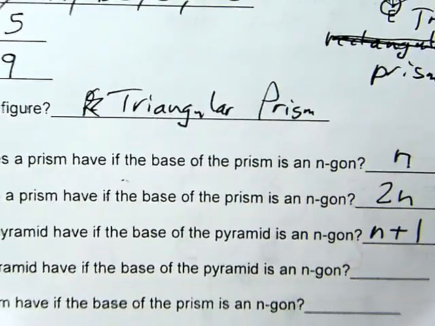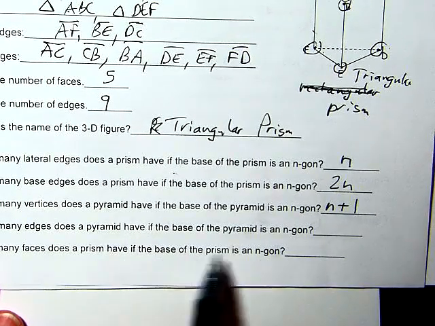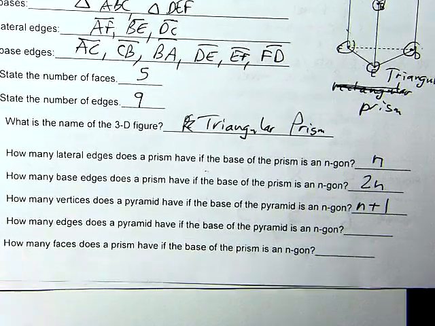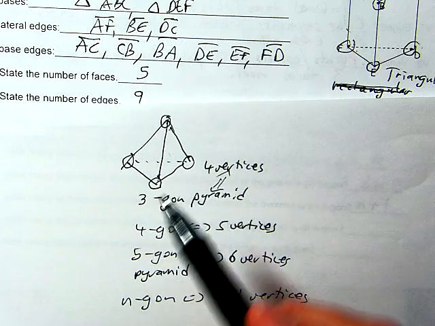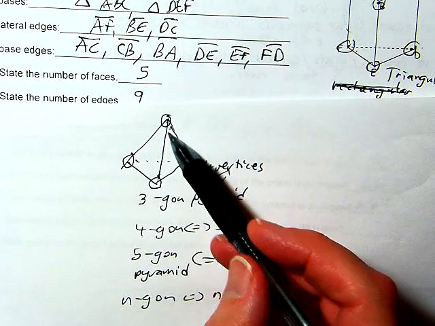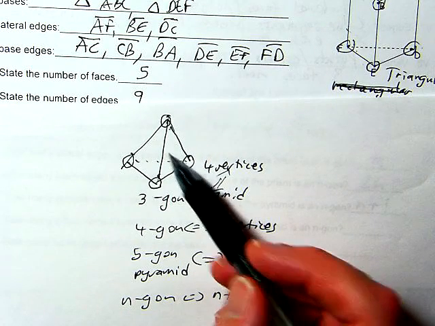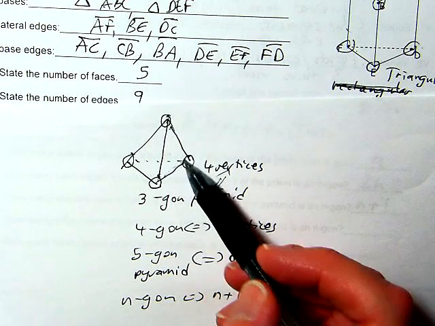And, well, here's another question. How many edges does the pyramid have if the base is an n-gon? So let's go back and let's count edges. At least we've drawn these already. Here's a 3-gon pyramid. Let's count the number of edges. 1, 2, 3, and then we've got the base, 4, 5, 6. Okay, again, we've got the lateral edges, 1, 2, 3, and then 4, 5, 6.